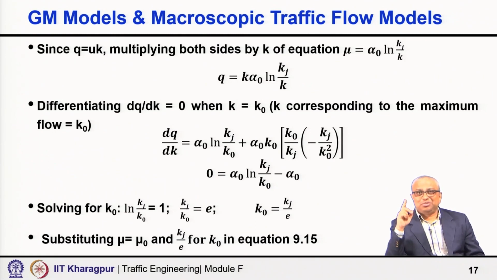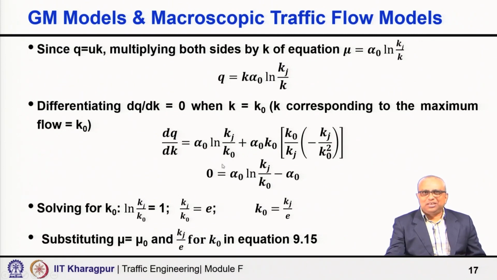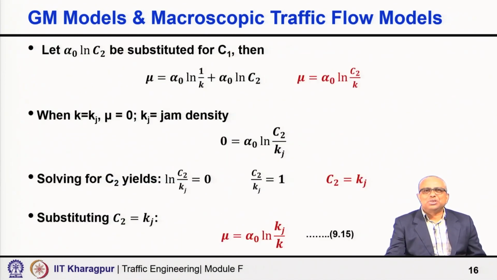So, at capacity we know k equal to k_0, the optimum density. When dq/dk equal to 0, whatever the k value is, that is the optimum density, the density at capacity. So, you take dq/dk, do the derivative, make it 0, and already we have taken k equal to k_0 in that case. So, if you solve, you get k_0 equal to k_j by e, fine.